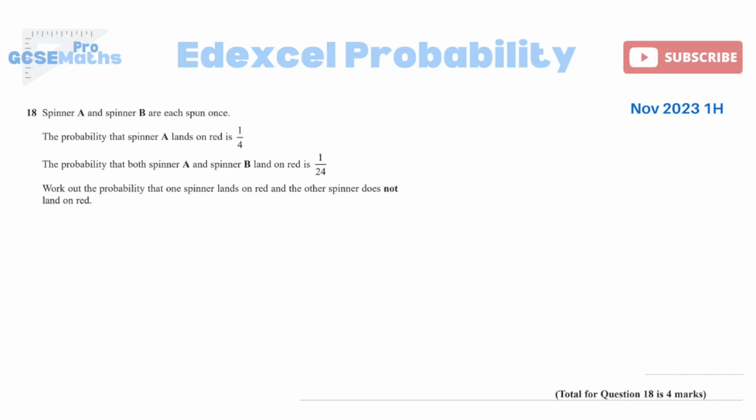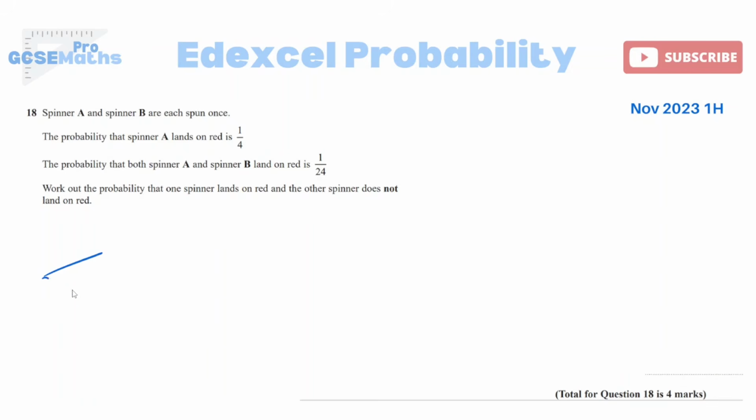Okay, our final question is question 18, 4 marks. It is non-calculator again. So this time we've got spinner A and spinner B are each spun once. The probability that spinner A lands on red is 1/4. The probability that both spinner A and spinner B land on red is 1/24. So this is again telling me that I could use a probability tree because I've got 2 events. One is spinner A, one is spinner B. Work out the probability that one spinner lands on red and the other does not land on red.